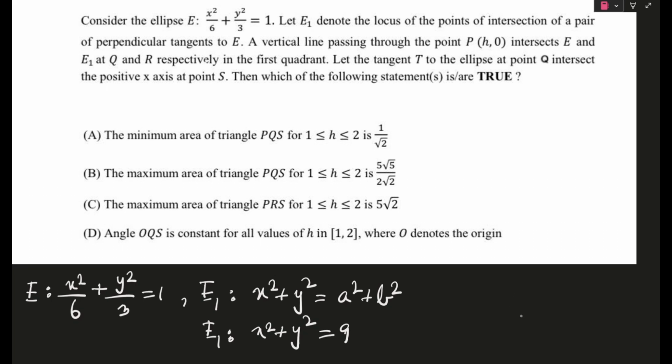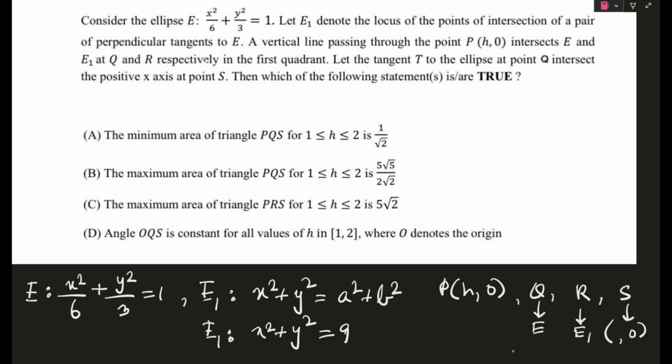Now after this, a vertical line is passing through the point P(h, 0) and it intersects E and E1 at Q and R respectively in the first quadrant. So Q is for E and R is for E1. Now let the tangent T to the ellipse at point Q intersect the positive x-axis at the point S. So S will be something comma 0. We have to find out which of the following statements is or are true. In these, there is the area of triangle PQS, its maximum and minimum values, the maximum area of triangle PRS, and angle OQS, whether it is constant or not. Roughly this is the question.